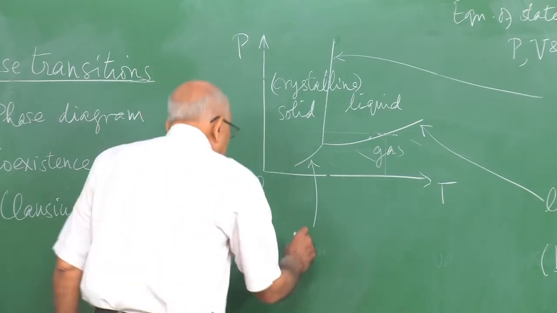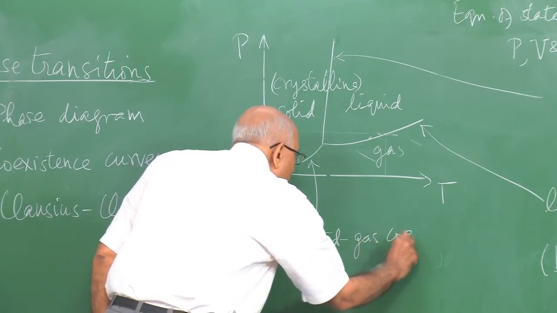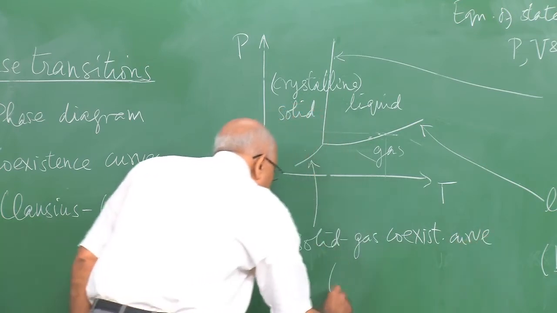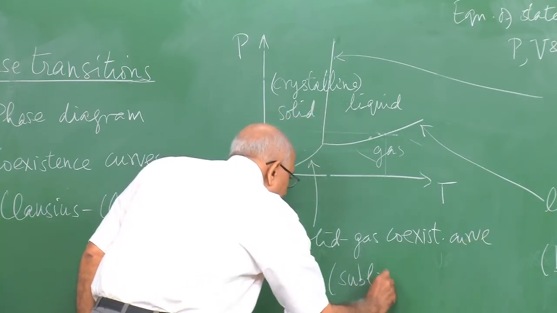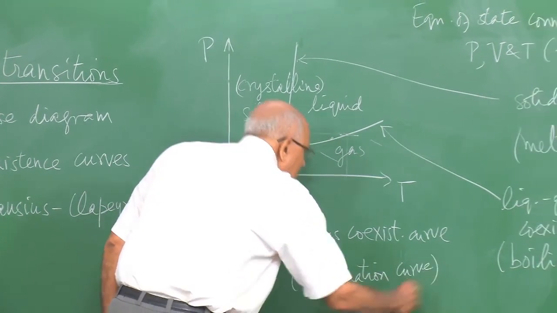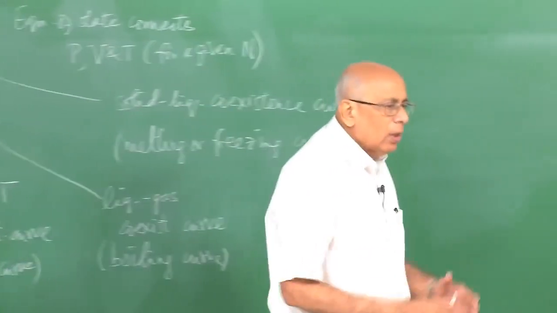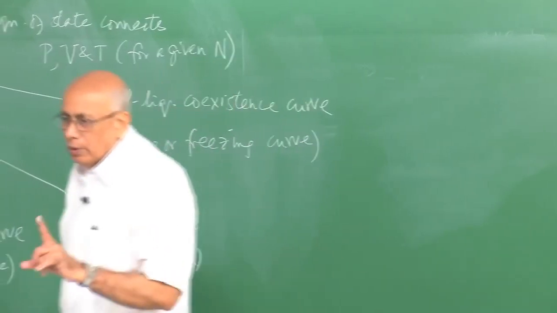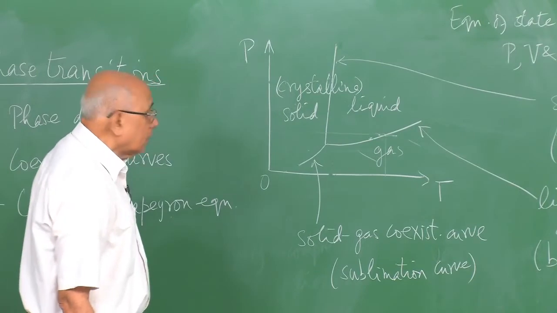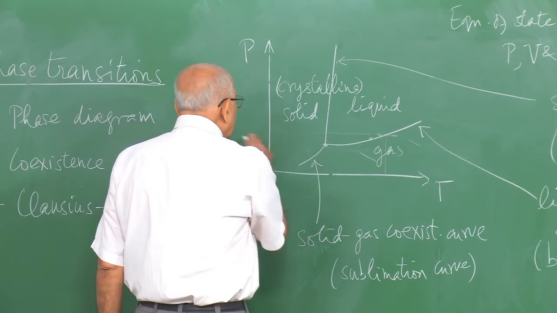And this curve here, the solid gas coexistence curve, is also called the sublimation curve because that is what is happening. If you recall, sublimation is the name given to the process by which a solid evaporates into the gas directly without going through the liquid phase. The three of them typically, generically meet at a particular point, and this point is called the triple point.